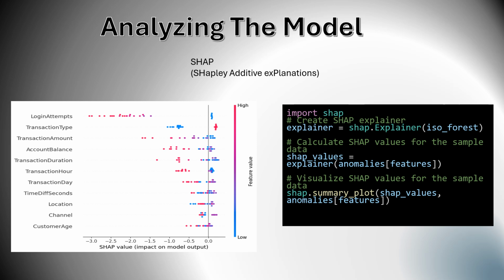Our SHAP call gave us the features with the highest impact on the model from top to bottom. So the most important features for our isolation forest are login attempts, transaction type, transaction amount, and account balance.